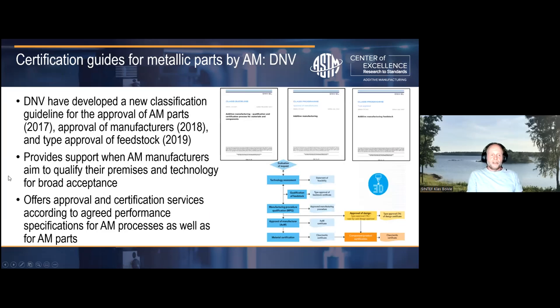There is DNV, a Norwegian-based classification society, that has developed a new classification guide for approval of AM parts, also approval of manufacturers and a type approval for feedstock. It provides support for AM manufacturing and aims to qualify the premises for technology, and offers approvals of certification surfaces according to agreed performance specifications. So this is available and they keep on developing.